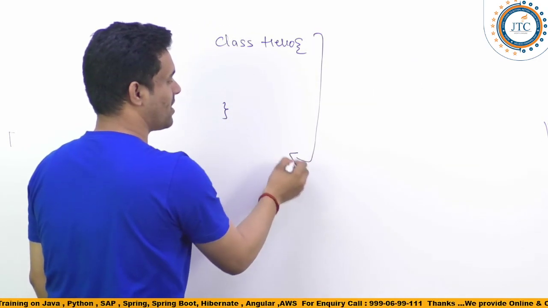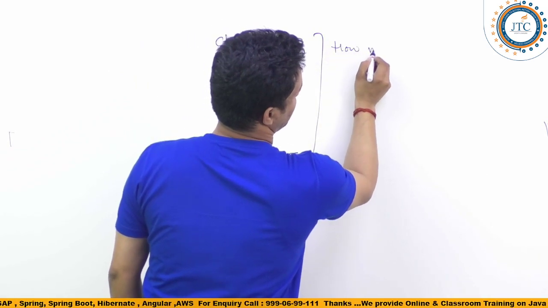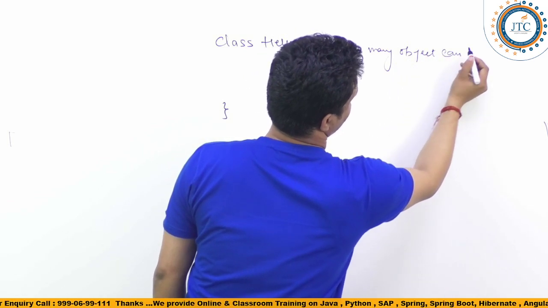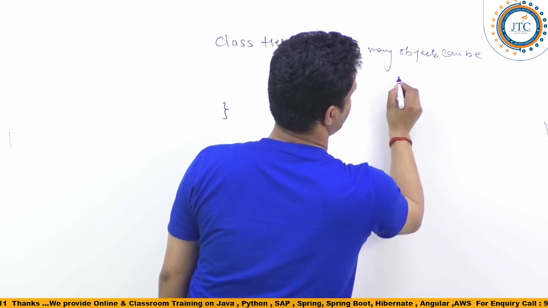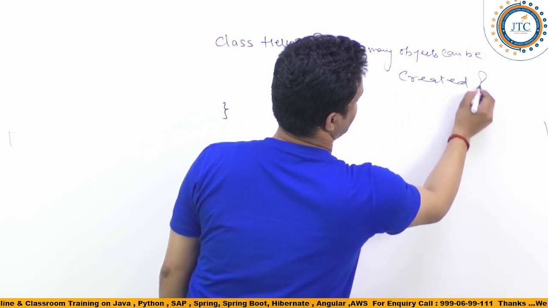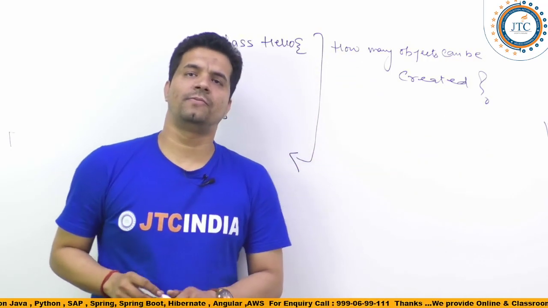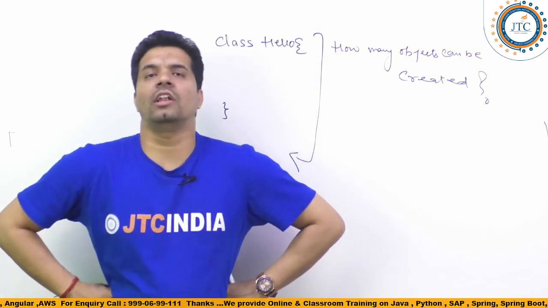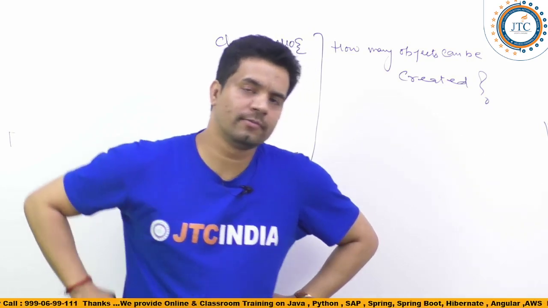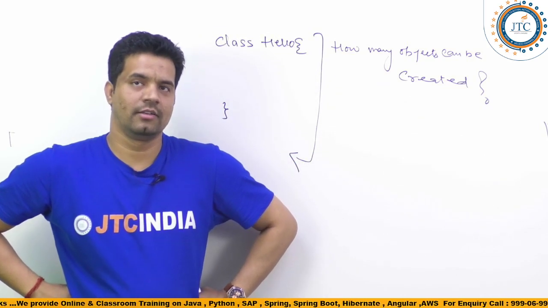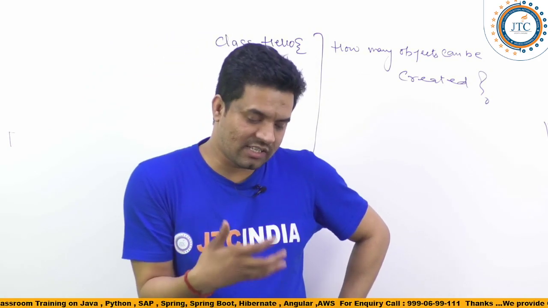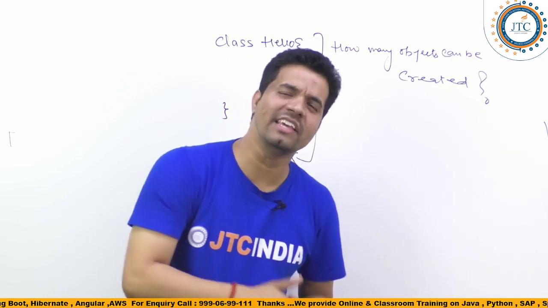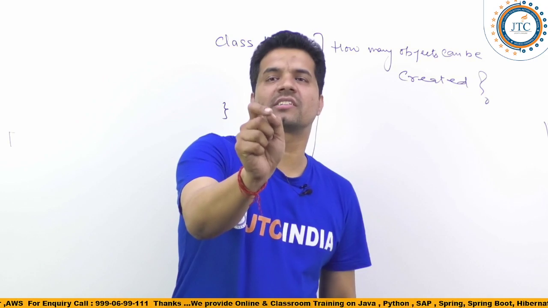What is the question? How many objects can be created? Answer me fast. For this class Hello, if I want to create objects, what is the total number of objects that can be created? Some of you may say 1, 2, 10, 100,000, 1 million, 10 million. Yes, any number of objects can be created.